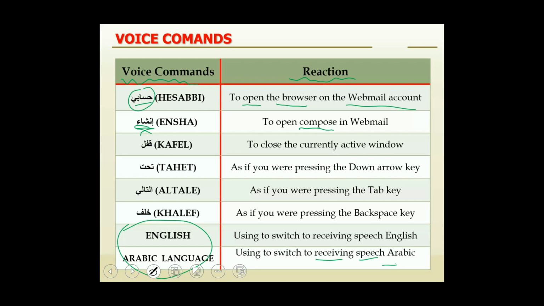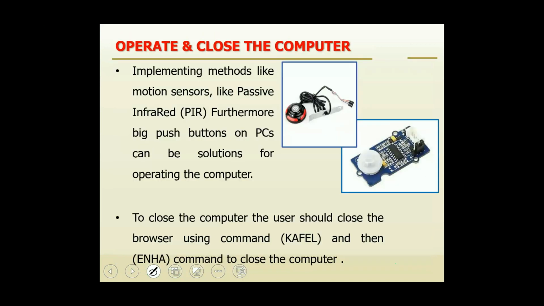In this slide, I'm going to talk about turning the PC on and off. There are several ways to operate the PC. As we know, the computer operates by a button as a switch. So, we suggested two solutions to help the user operate the PC. The first one is a large push button as shown in the picture. This big button needs to be placed in a good place according to the user's needs, and also included with the PC.